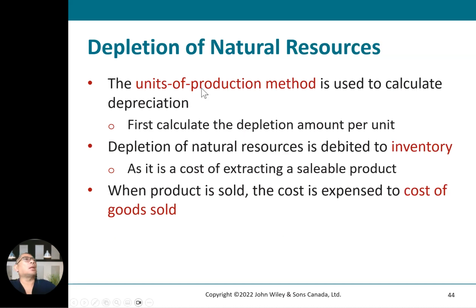Depletion of natural resources: the units-of-production method is used to calculate depletion. First, calculate the depletion amount per unit, and then depletion is debited to inventory. And then when the product is sold, the cost is expensed to the CGS, cost of goods sold. That's the key part.